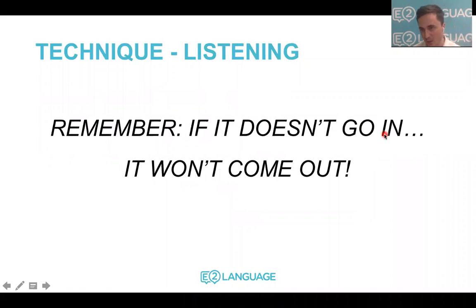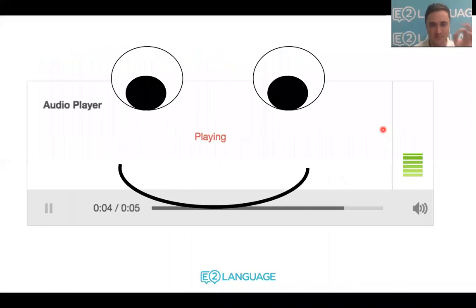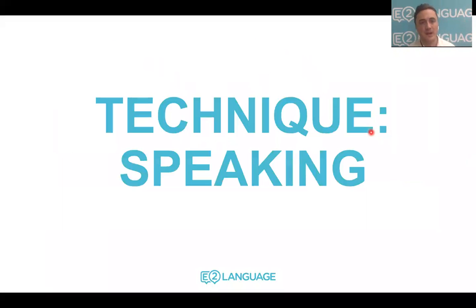Remember, if it doesn't go in, it won't come out. Okay, you have to let the sentence in. You have to relax. You have to absorb it. You have to clear your mind, okay? Right. The second part of the technique is this speaking part, and that's a little bit more complicated. But before we move on, any questions on the listening aspect?